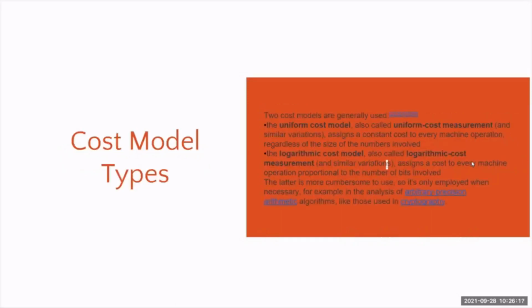So the two cost models that we generally use, first is the uniform cost model, wherein it is stated here that this model assigns constant cost regardless of size of numbers. So kahit ano pa po yung ating numbers na i-input sa system, there is a uniform cost or the constant that we will give to the system.